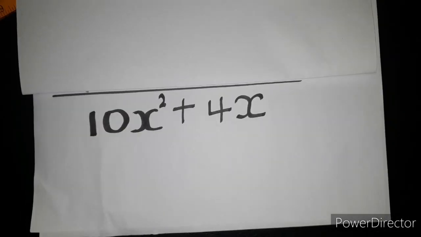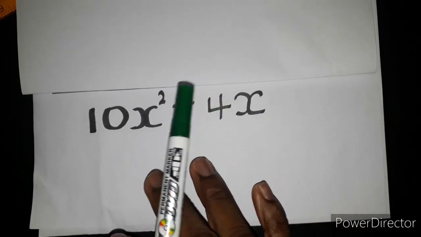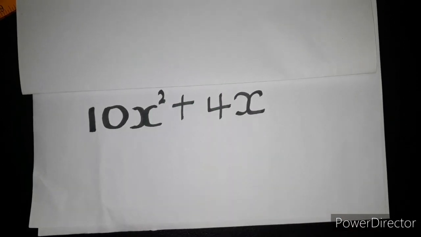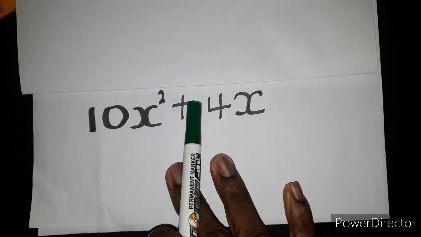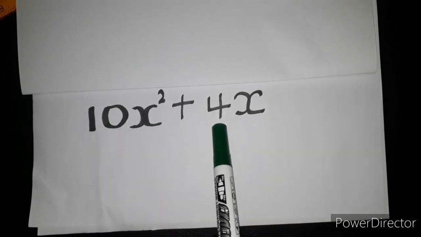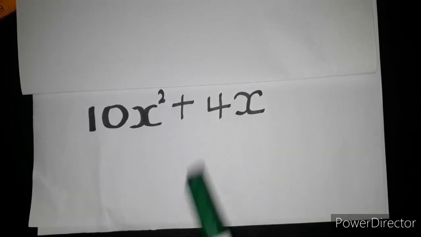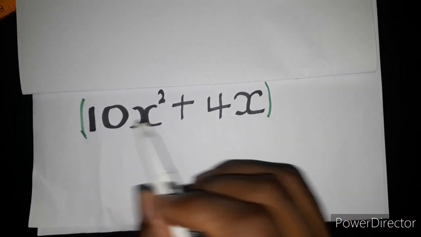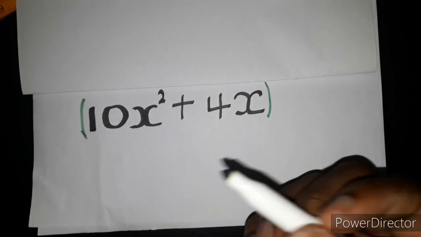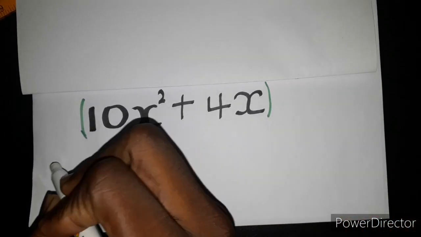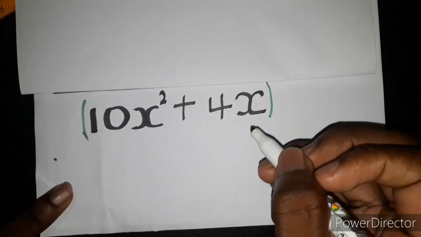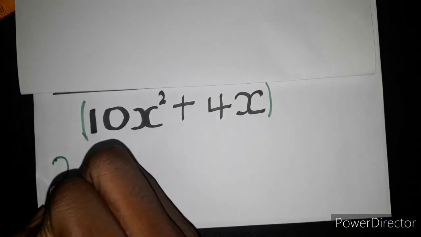We have this second example and it says to factorize. Once again, we look at the two terms, 10x squared and 4x. Let's look at the numbers. We have 10 and 4. The first thing we've got to do is put it in a bracket. What is the highest factor between 10 and 4? When you think about that, it will be 2. So 2 will be the highest factor.